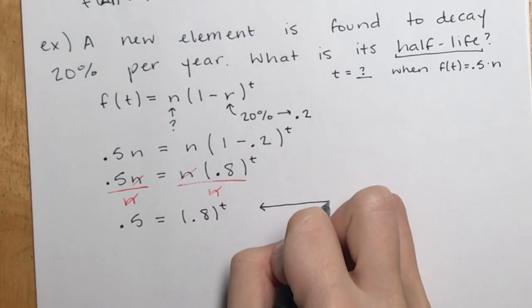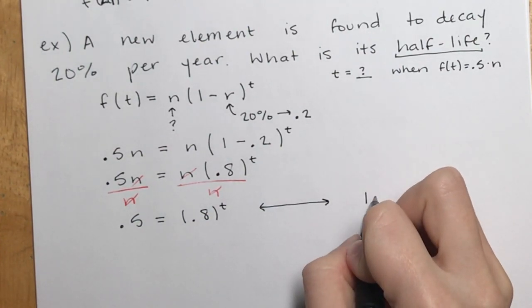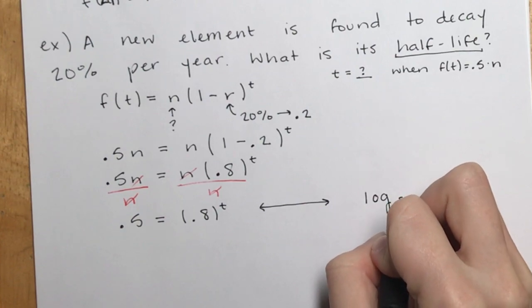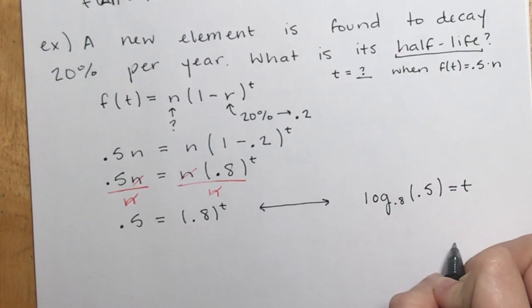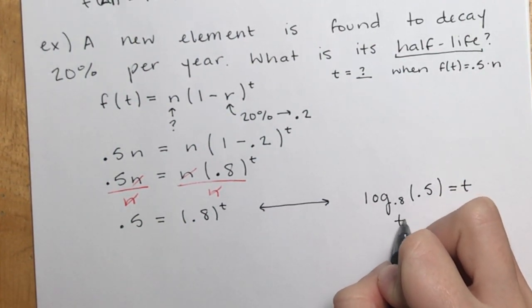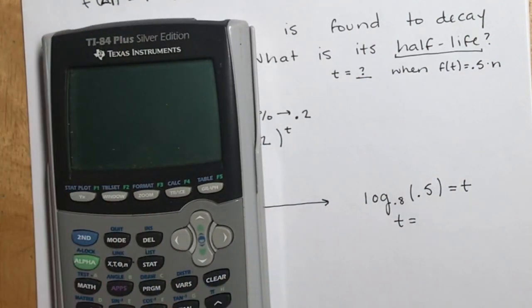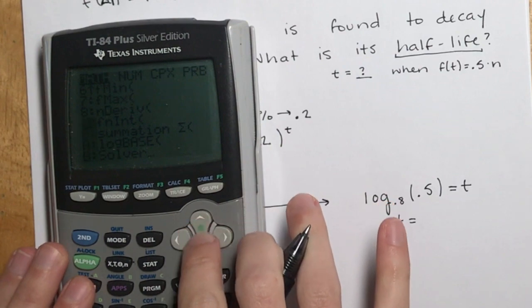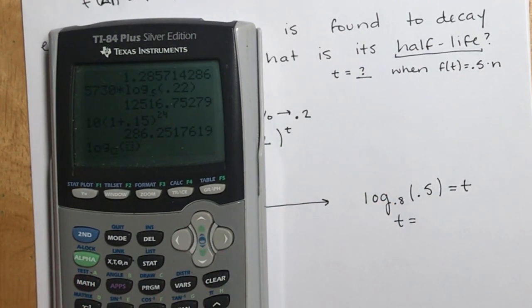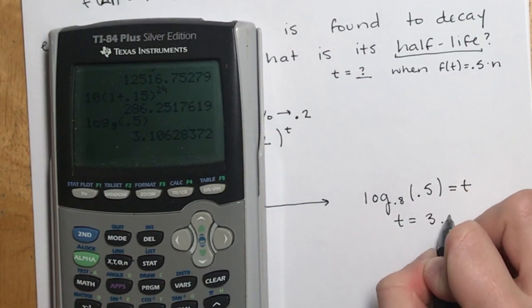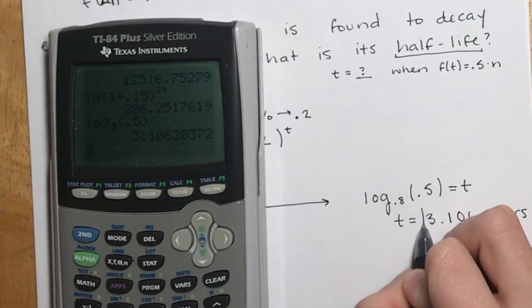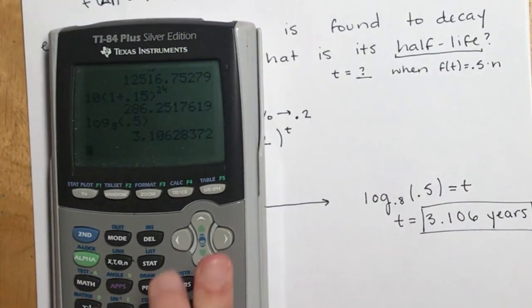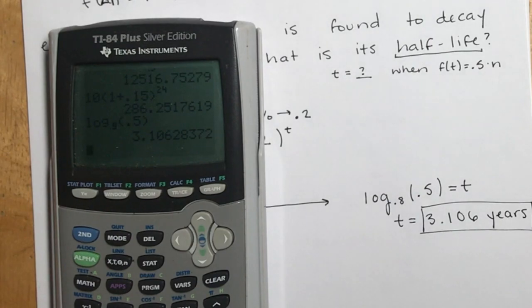Once we've isolated the exponential, we just write it in log form, right? So we have log base 0.8 of 0.5 equals t. From here, we can just plug that into the calculator. We get 3.106 years. So the half-life of this element that decays at 20% per year is 3.106 years.